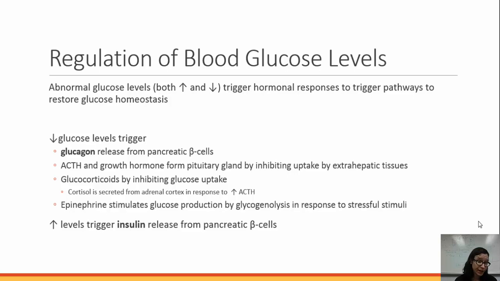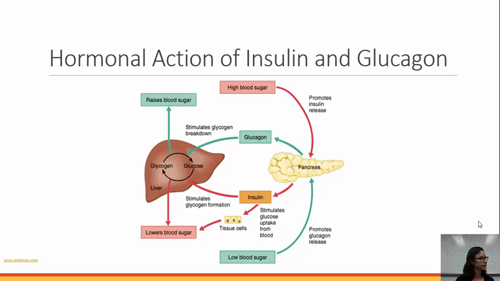So if we have hyperglycemia, however, that triggers insulin release from the beta cells. So this is a nice little schematic here. This just kind of gives an overview. So we have hyperglycemia. Insulin is released by the pancreas, which stimulates glucose uptake in the extrahepatic tissues and also stimulates glycogen formation in the liver, and these actions lower blood glucose. Low blood sugar causes the pancreas to secrete glucagon, and this stimulates glycogen breakdown, which raises blood sugar.